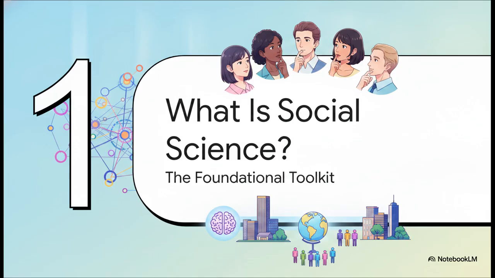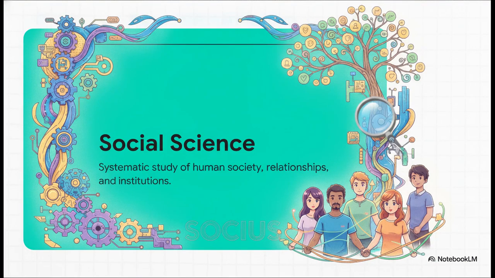What is social science? At its core, social science is the systematic study of human society, our social relationships, and exactly how people organize their lives and interact with institutions. Unlike the natural sciences, which study the physical and natural worlds, like chemistry or biology, social science focuses squarely on human activities. It helps us understand how societies are formed, how they function, and how they change over time.